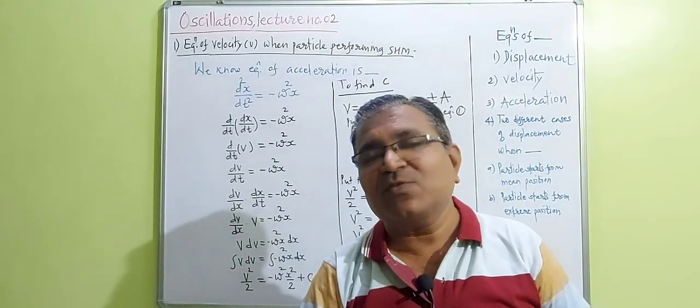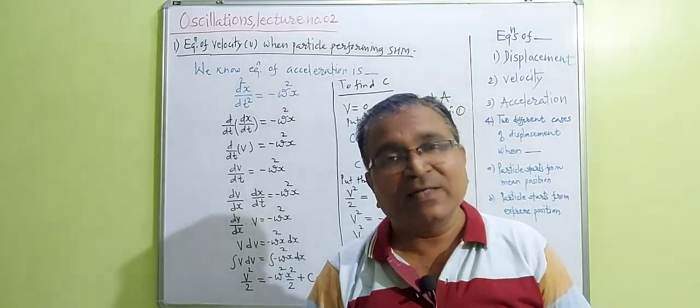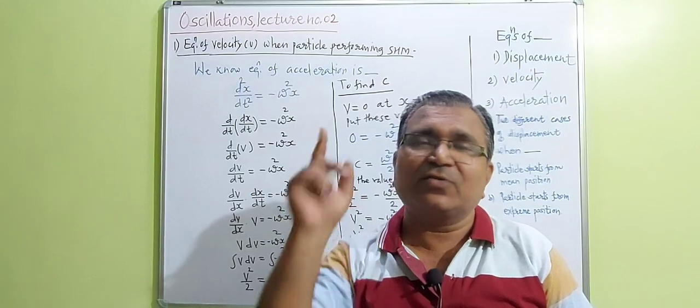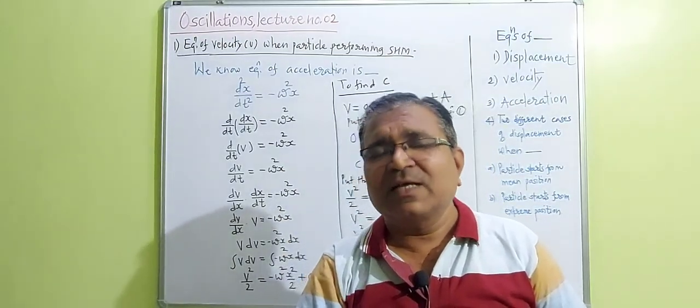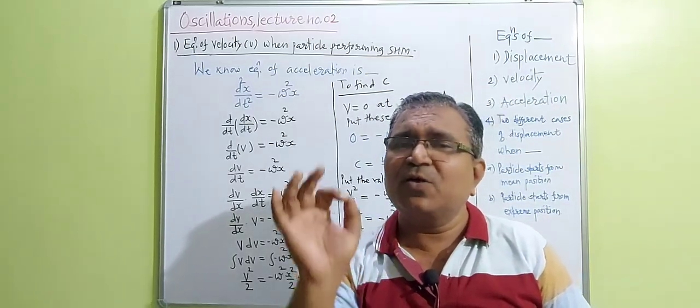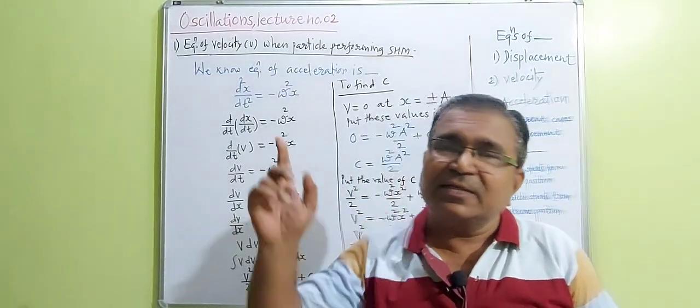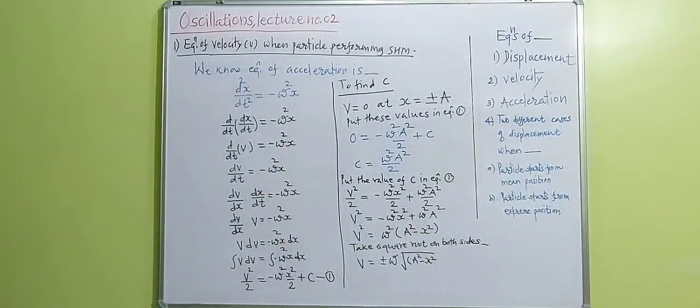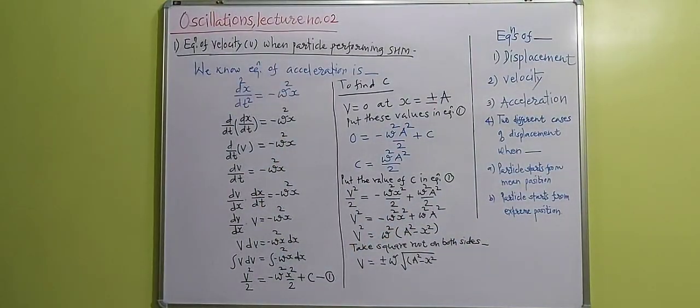V is equal to plus or minus omega square root of A square minus x square. Acceleration d2x by dt square is equal to minus omega square x. And then now we have to derive the formula of displacement. Before that, take a screenshot. So this is all about velocity. V is equal to plus or minus omega square root of capital A square minus x square. Okay, then we will proceed further.